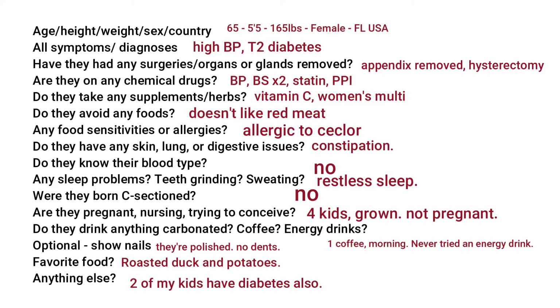Down there at the bottom it says roasted duck and potatoes. A roasted duck or steamed duck or boiled duck even could be really tender meat falling off the bone, and that's easier to digest. Any food sensitivities or allergies? She's allergic to C-chlor, which is a type of antibiotic, which is no problem. We're not prescribing antibiotics. Do they have any skin, lung, or digestive issues?